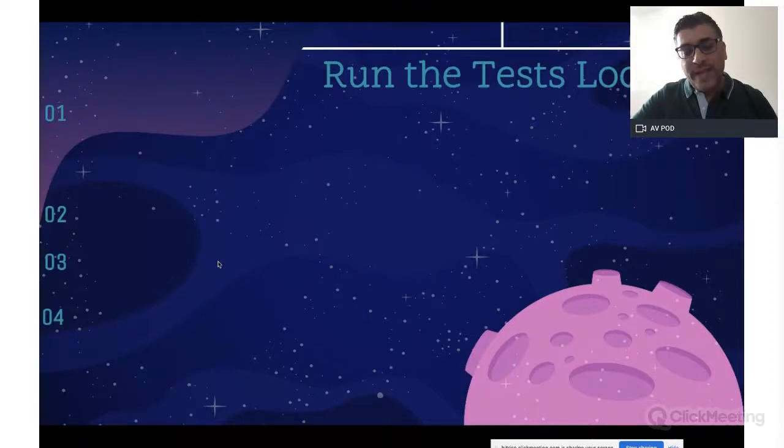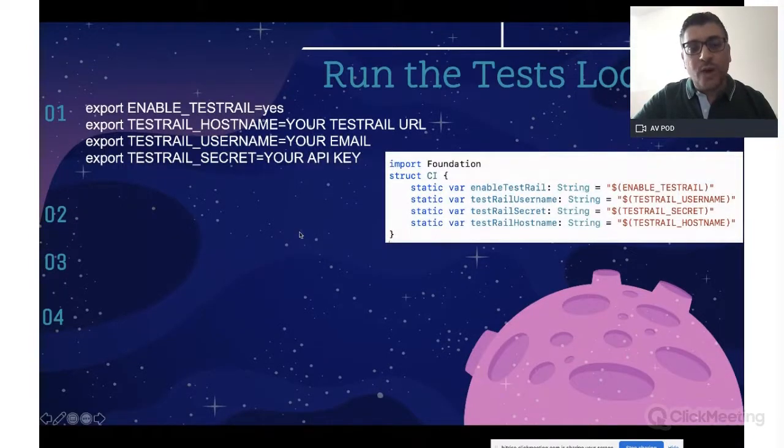Run the test locally. To be able to run the test locally, we have 4 steps. First, we have one file in our solution, a struct file, and we put the environment variables inside this file. For example, we add enable TestRail, yes or no, to decide whether we send the result to TestRail or not. For example, if you are running locally and we don't need to create a new run on TestRail and update the test cases, we can disable it on local runs and run it only on the CI, like Bitrise. We also add the TestRail username, secret key, and the host name as environment variables. And this should be the schema to be able to inject the environment variables after that. And from your command line, you can add the environment variables on your machine.